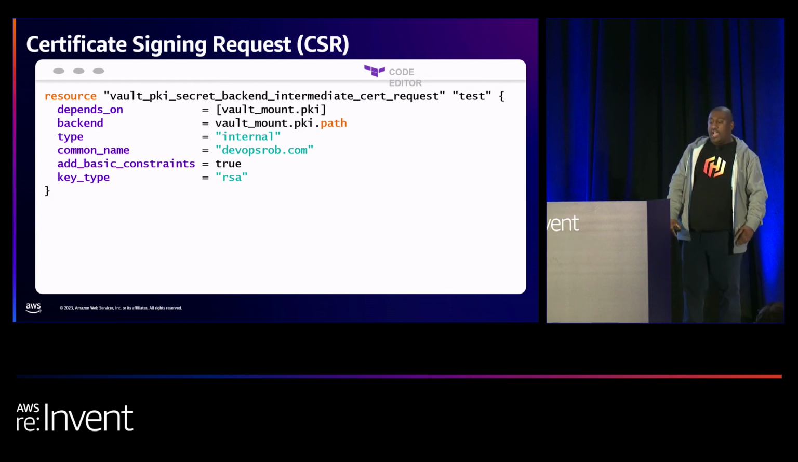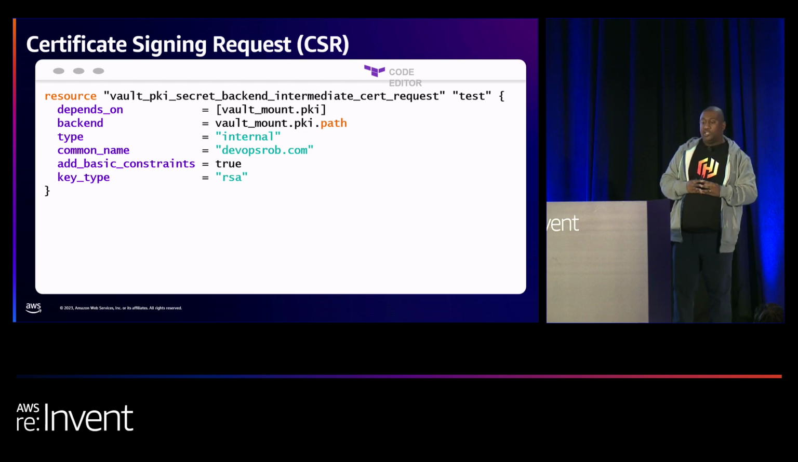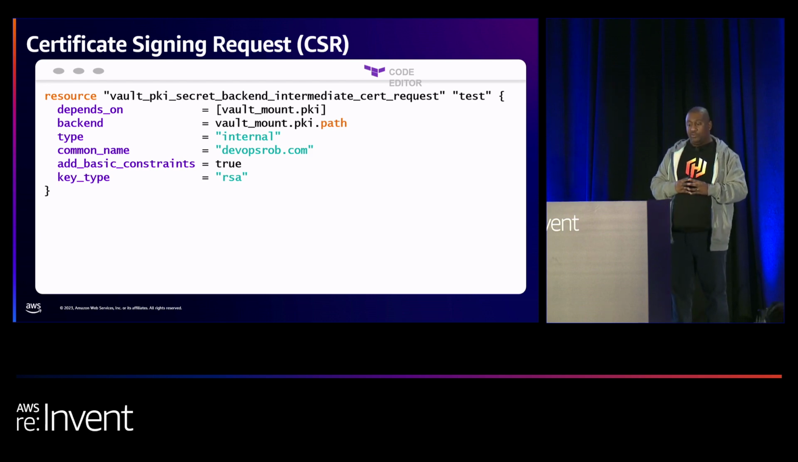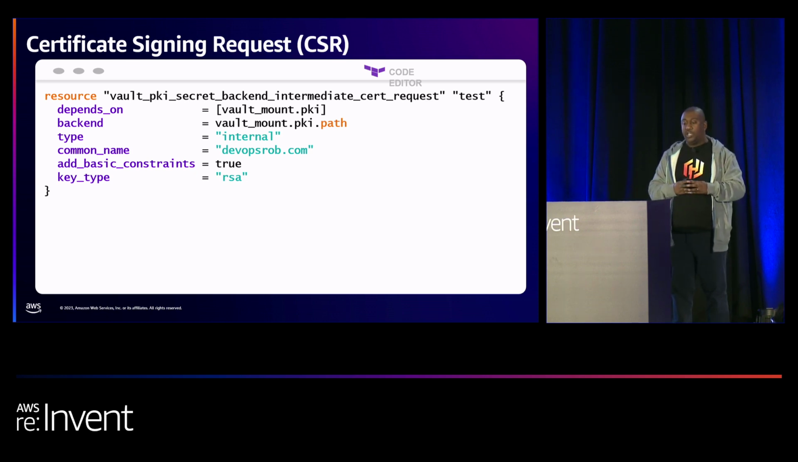And then we have the next step. So we want to create a certificate signer request under this PKI mount that we have just enabled. So we need to give it some basic pieces of information, right? Essentially, we want to make sure that we're creating a certificate signer request based on the PKI backend that we've just done. So we've given it the backend information.